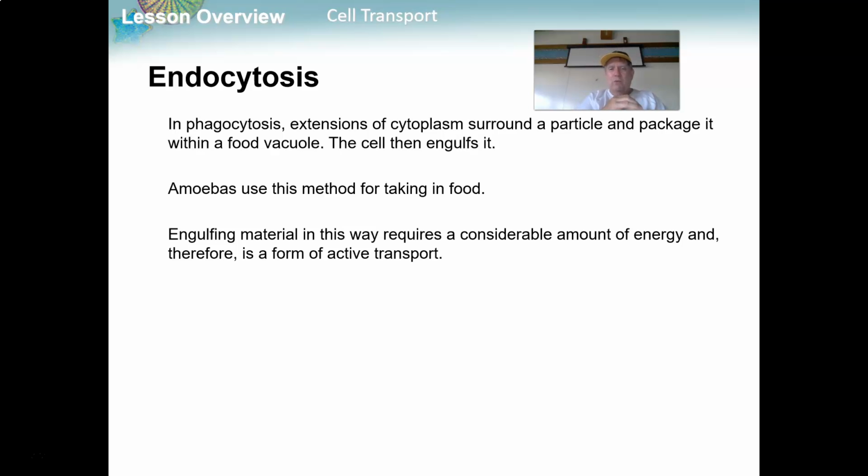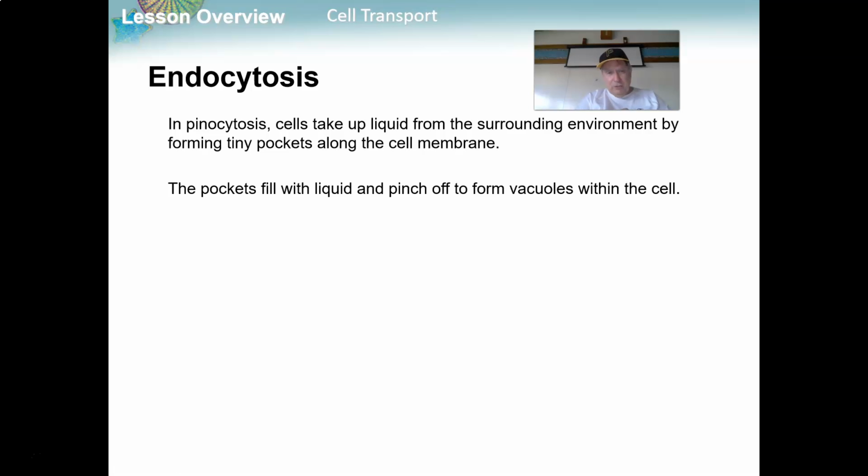Engulfing material in this way requires a considerable amount of energy and therefore is a form of active transport. In pinocytosis, cells take up liquids from a surrounding environment by forming tiny pockets along the cell membrane. The pockets fill with liquids and pinch off to form vacuoles within the cell. So with pinocytosis, the cells are just taking in liquid.